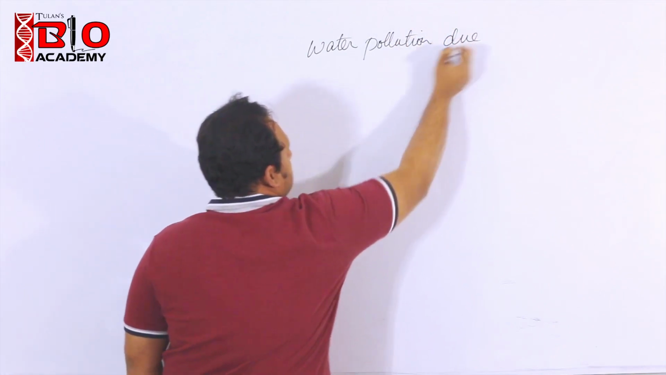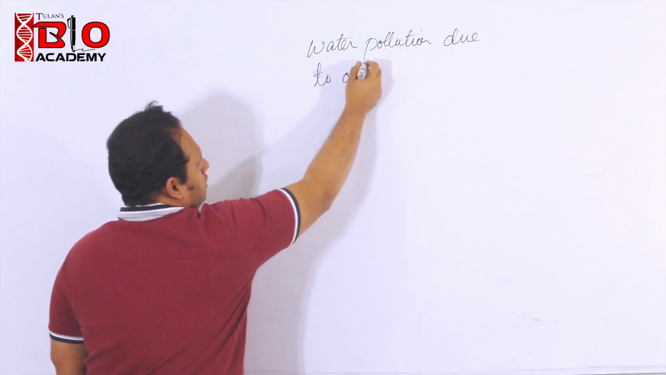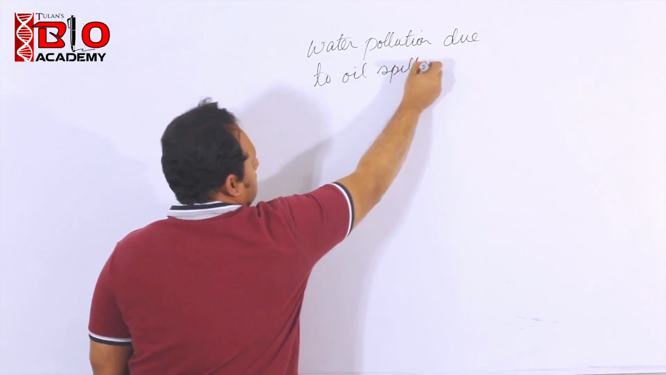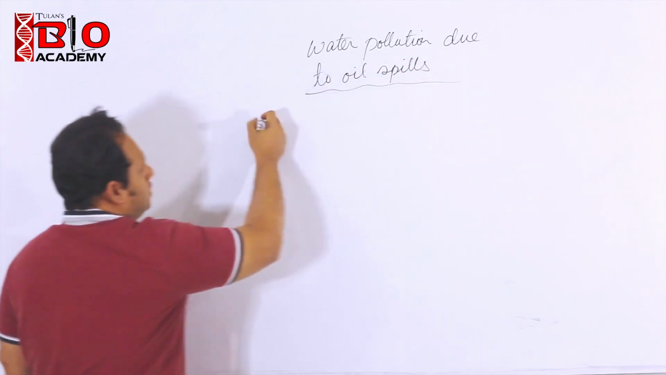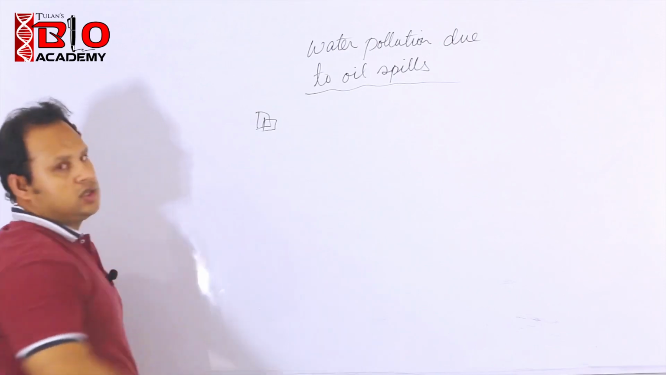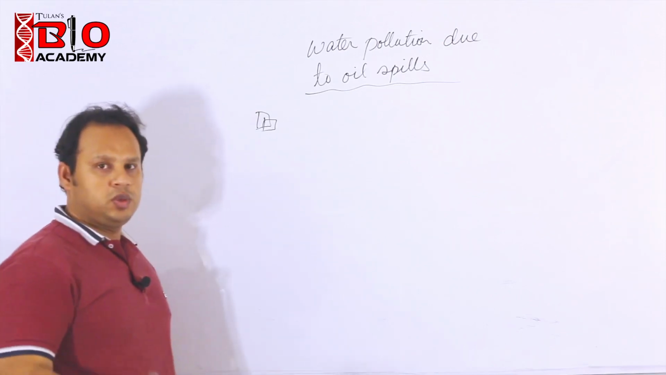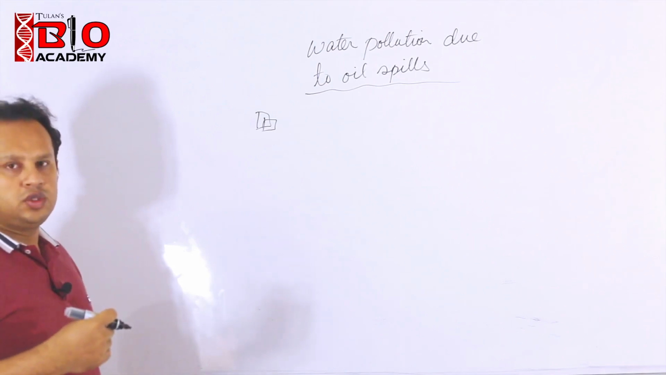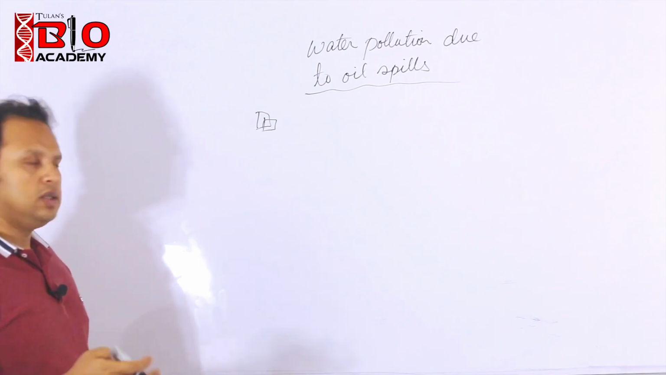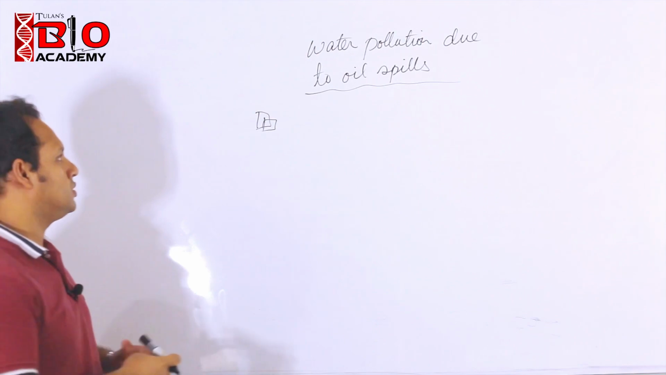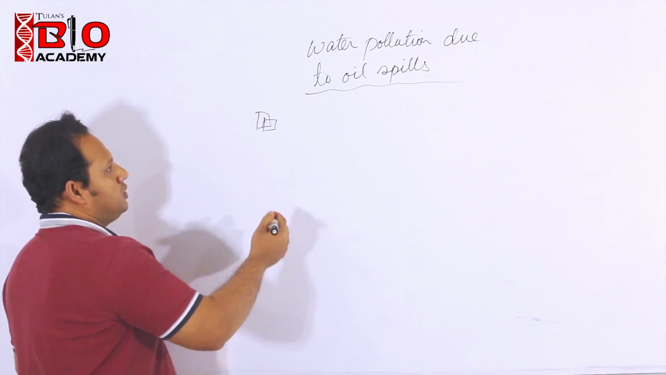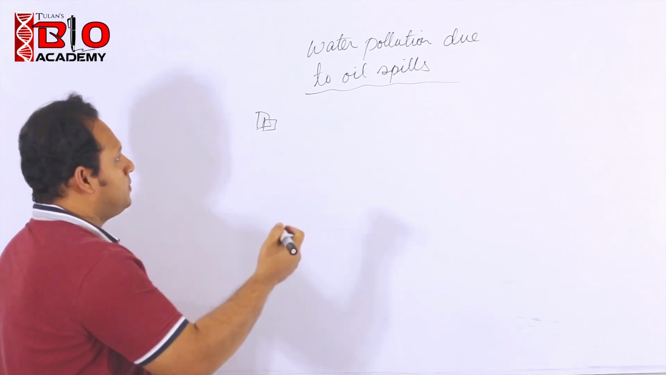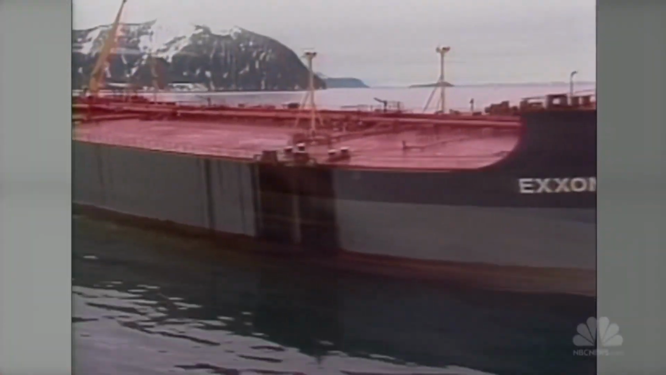Due to oil spills. So this has a local and international example as well, and I need you to look it up and then write your notes accordingly, because examples are needed. They might ask you sometimes for example. So water pollution due to oil spills.